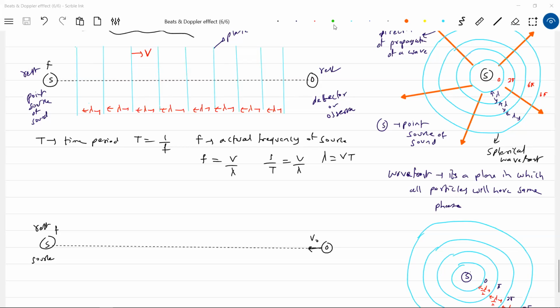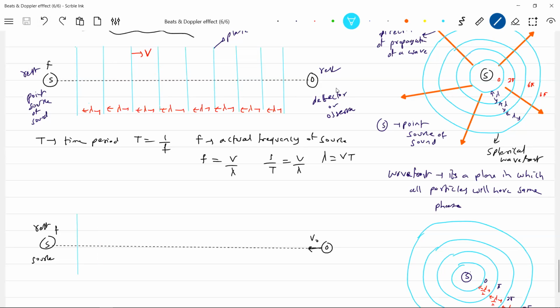Yes or no? Are all of you sleeping or hearing the class? No, the distance between the wavefronts will not change. There's an idea here. The distance between the wavefronts will not change.